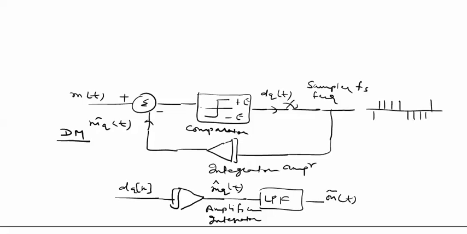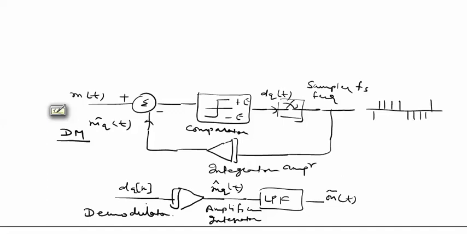The comparator has two types of decision, either plus E or minus E, and this is called the sampler's switch, which samples the value at the fs rate. The integrator amplifier is for accumulation purposes, for memory purposes, and then the demodulator.